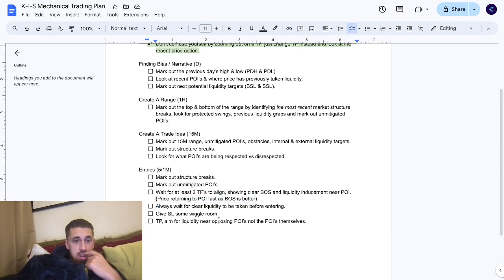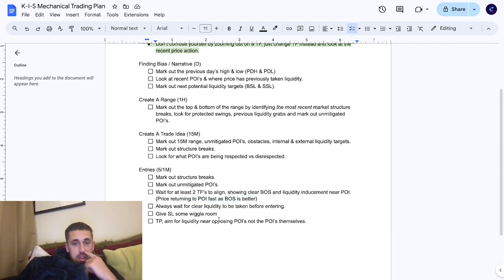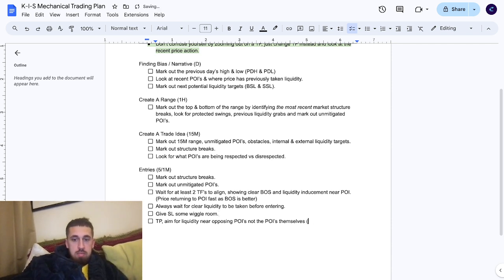That's a good point, actually. Always wait for clear liquidity to be taken before entering. Give SL some wiggle room. TP aim for liquidity near opposing POIs, not the POIs themselves. Minimum 3R. That is the bare minimum.